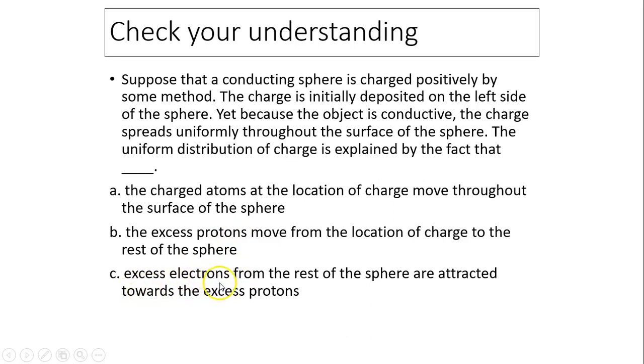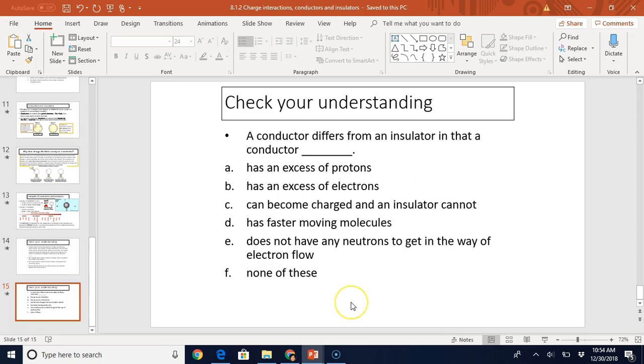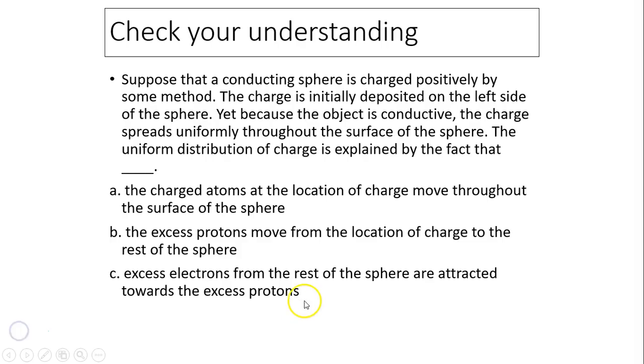The electron moves because it is attracted toward the other side of the sphere. Here is another example. Check your understanding. The conductor differs from the insulator. It doesn't have anything from A to E. The answer is F. That's it.